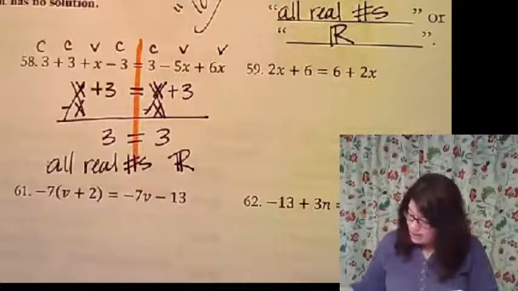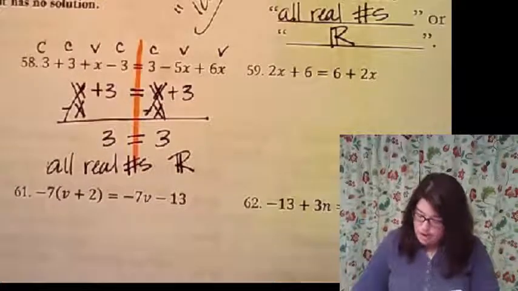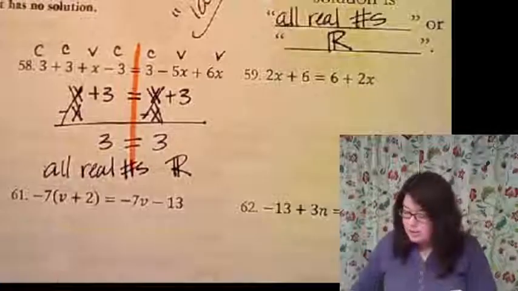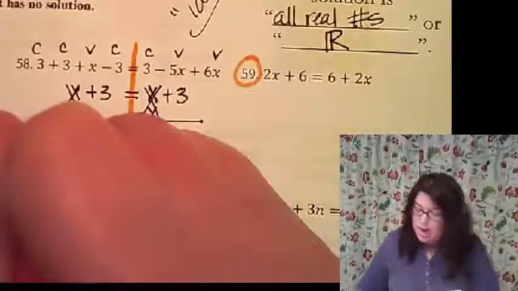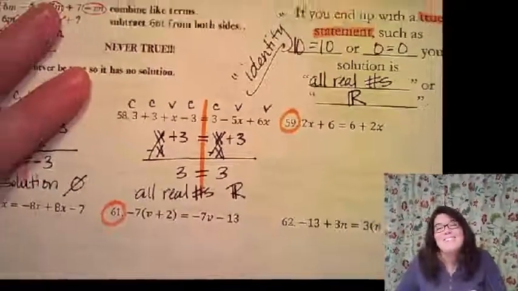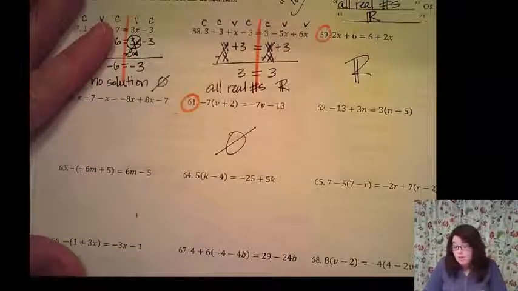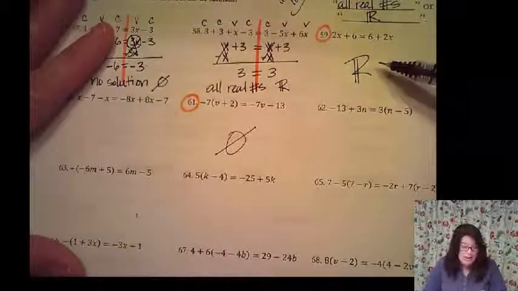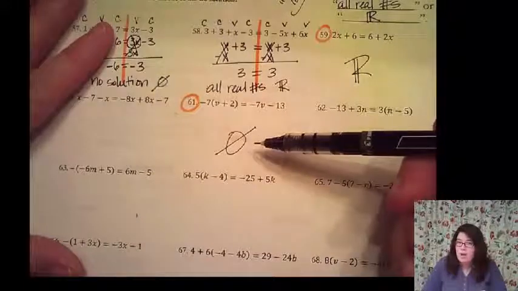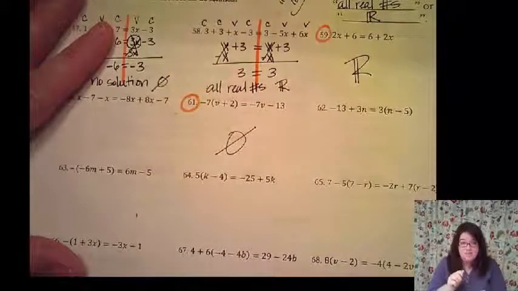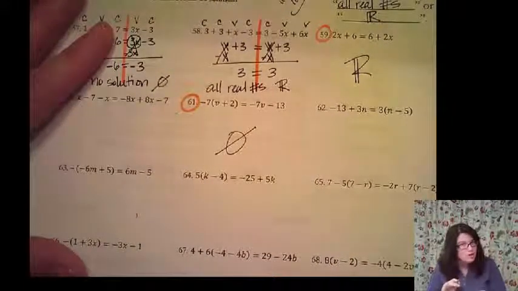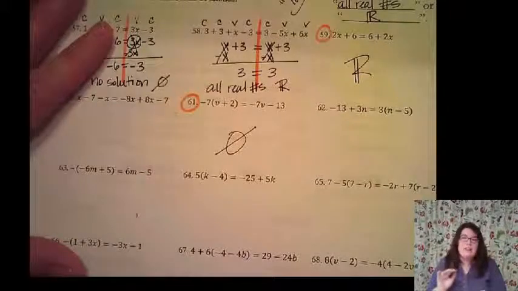Why don't you take a look at number 59 and 61? Pause the video, see if you can do 59 and 61, and come on back when you think you've got it. How did it go? You should have gotten all real numbers for 59 and no solution for 61. So if you didn't get that, pause the video again and double check your work and just make sure that you understand how that comes out.